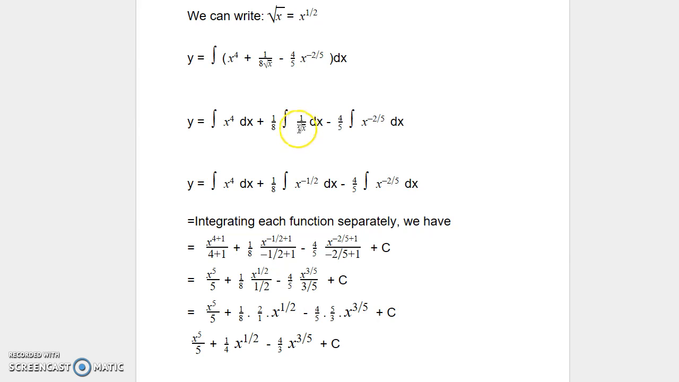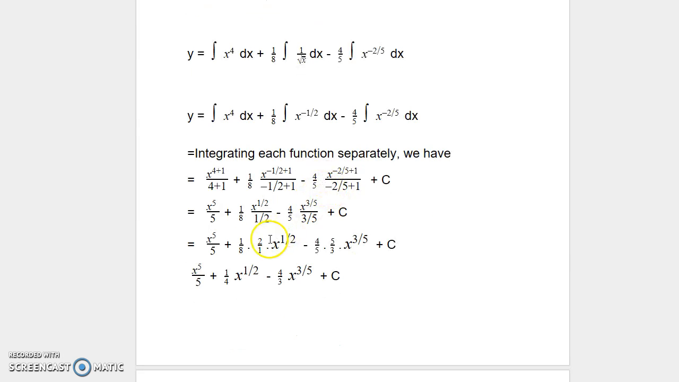What did I do here? Square root of x is equal to x to the power of half, but that is in the denominator. If we have to bring it to the numerator, we can write that as x to the power of minus 1 half. The positive exponent in the denominator, when we bring it over to the numerator, we can express as a negative term, and as shown here, 1 over 8 integral x to the power of minus 1 half dx minus 4 over 5 integral x to the power of minus 2 over 5 dx. Now we have everything in the form of the power rule, and we can apply the power rule for each one of these integrals separately.